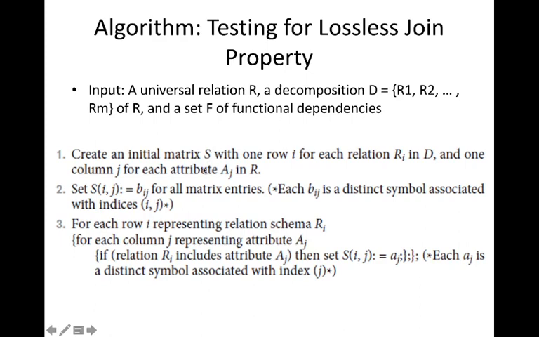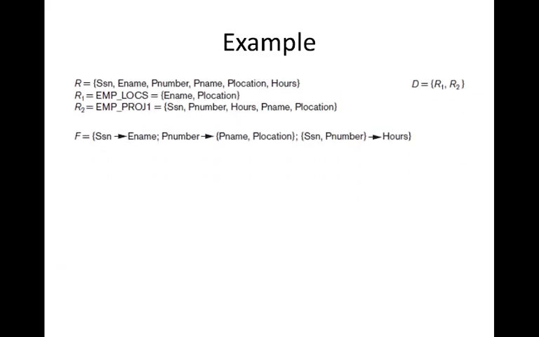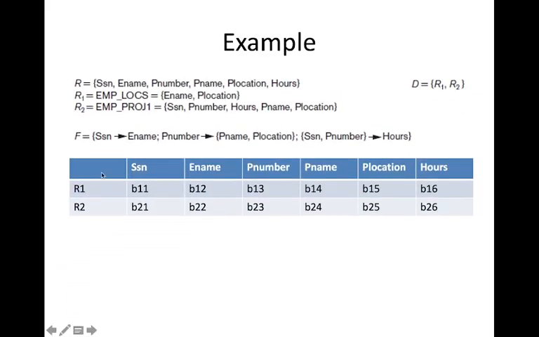We call it an initial matrix S with one row i for each relation Ri. So if we have two decompositions, we will have two rows, R1 and R2, and one column for each attribute Aj in R. If there are n attributes in R, we have to make n columns in the table. So this is the thing.